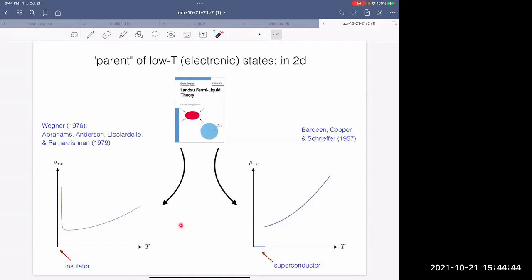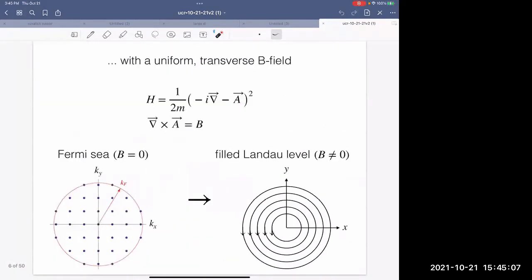And as you can tell, both of these options are, at least in part, characterized by transport properties of the system. Okay, so you apply a voltage and measure the resulting current along that voltage, and whether you get a large voltage or a small voltage tells you which state you're in. So much for the possibilities of the Fermi liquid when there's no transverse magnetic field applied.